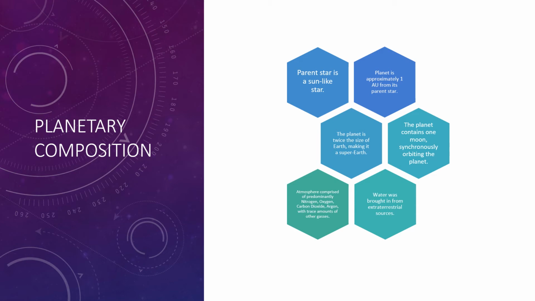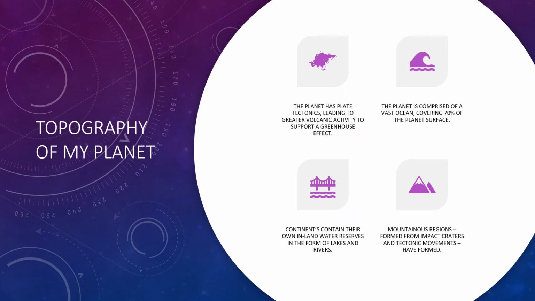Water itself was brought to the planet from external sources, such as comets, meteorites, or asteroids, which is similarly believed to have occurred on Earth and brought about a massive ocean. In regards to the planet's topography, it'll have plate tectonics, not because it's necessary, but because it leads to greater volcanic activity, greater geological changes, and assists in supporting the greenhouse effect, which stabilizes the ocean. The ocean itself is vast and covers around 70% of the planet's surface. This is important as it can support marine life and terrestrial life.